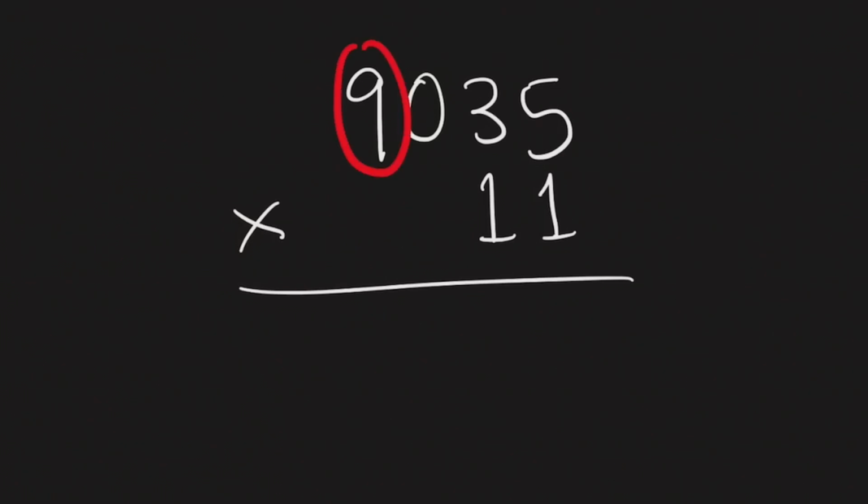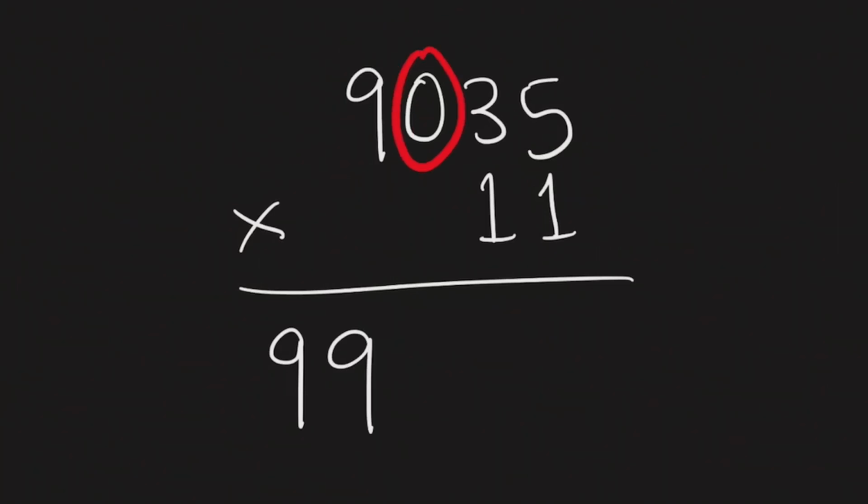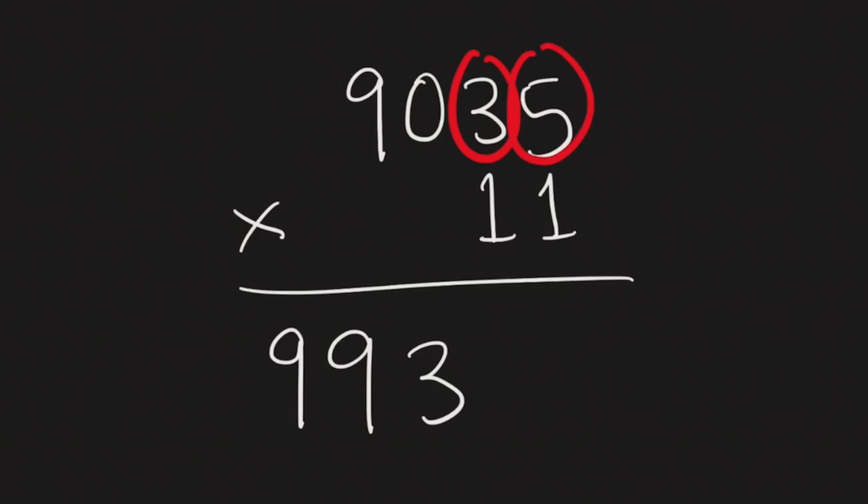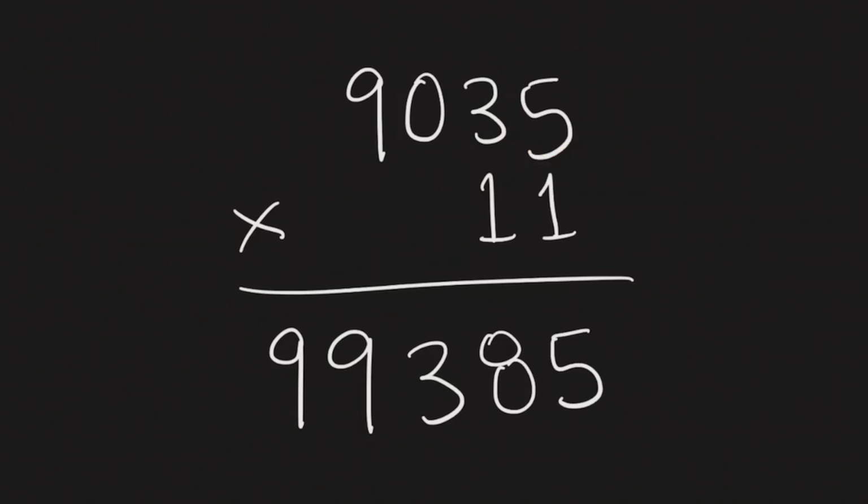Next, we have 9,035. The first digit goes down, which is 9. 9 plus 0 gives us 9. 0 plus 3 gives us 3. And 3 plus 5 gives us 8. The final digit is 5. Therefore, the final answer is 99,385. So that's how you quickly multiply any number by 11.